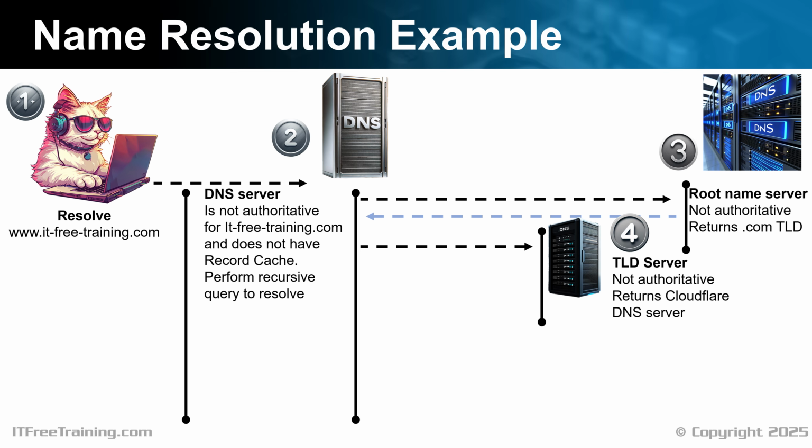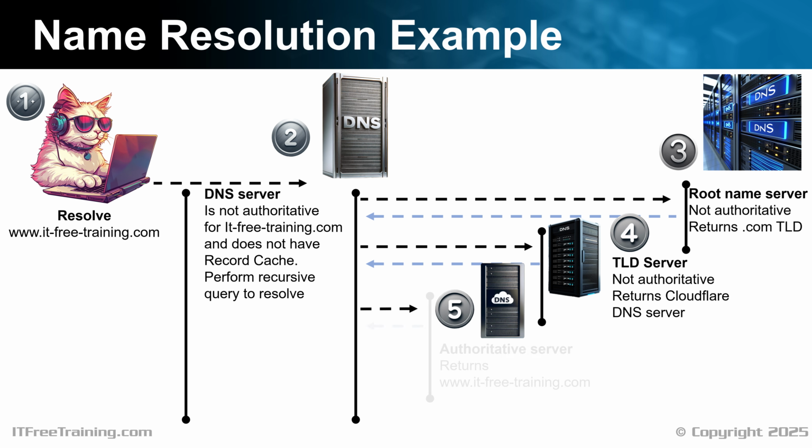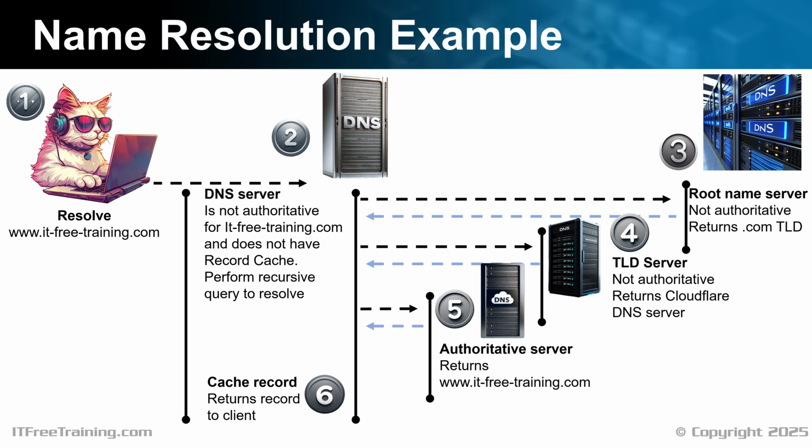The top-level domain server will return the authoritative DNS server, in this case, the Cloudflare DNS servers. The DNS server will then contact the authoritative DNS servers, which are also currently stored at Cloudflare. However, they could be moved elsewhere if required. Since the Cloudflare servers are authoritative servers and hold the DNS zone for the domain, the DNS servers will return the DNS record. The DNS server will put the record in its cache and return it to the client. The client will now have the DNS record.